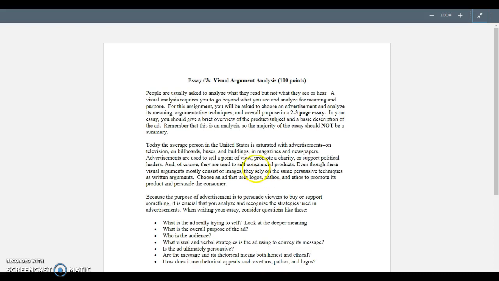For this essay, you only need one ad, and try to pick an ad that has at least 2 out of the 3 ethos, pathos, and logos. If you choose an ad that has at least 2 of those, then you can write a whole page. Do not choose an ad that does not make an argument whatsoever or that only has one rhetorical appeal, because then you won't have enough to write about. So try to pick an ad that actually has ethos, pathos, and logos, at least 2 of those.